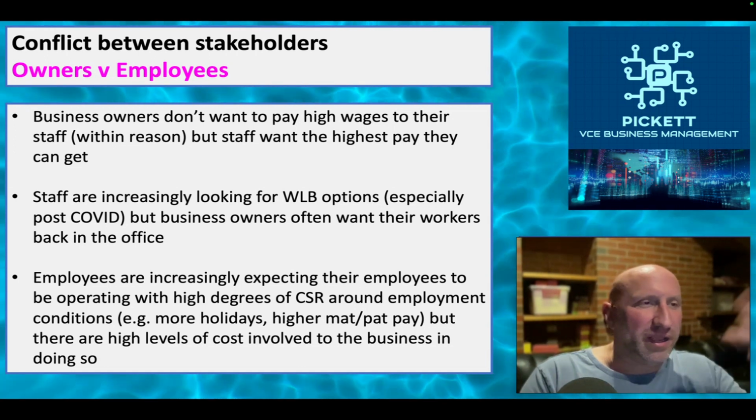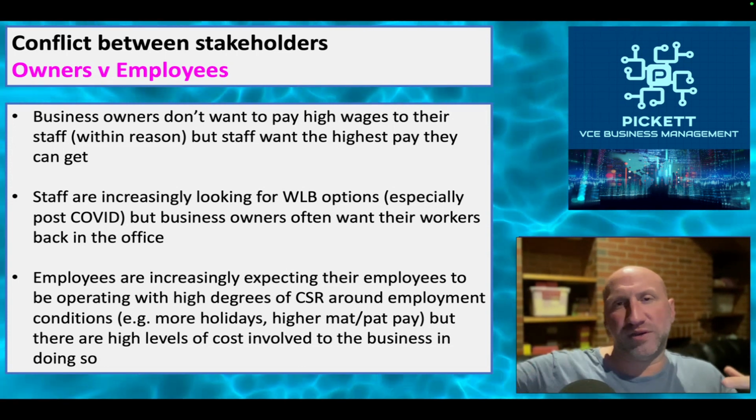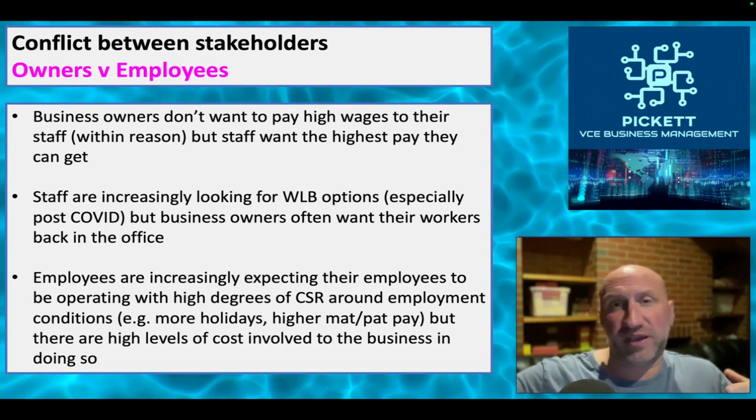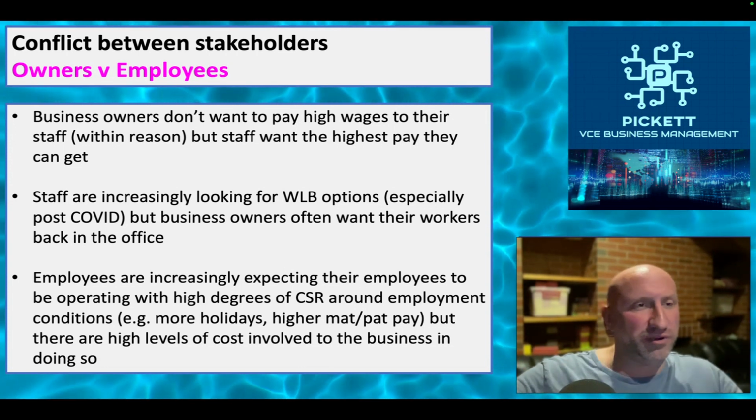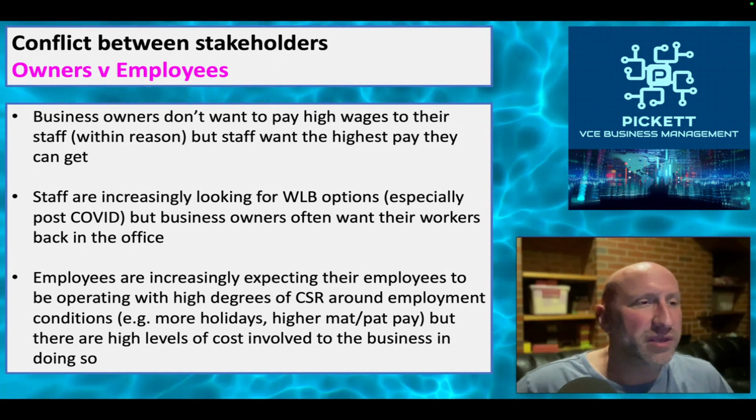But generally speaking, business owners don't want to be paying high wages. If I own a cafe, I don't want to be paying my staff $100 an hour, but the staff, if they could get $100 an hour, would love it. So you end up somewhere in the middle, clearly.